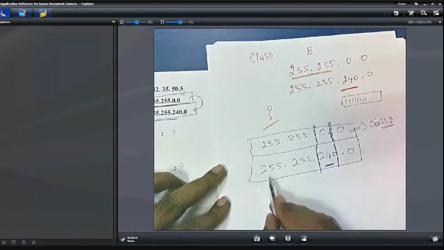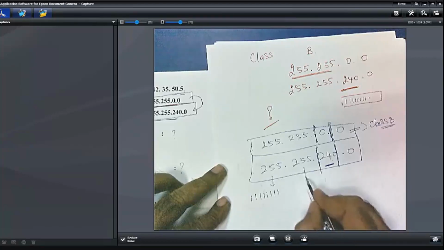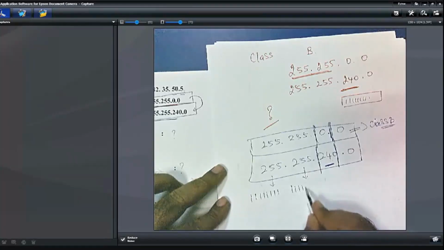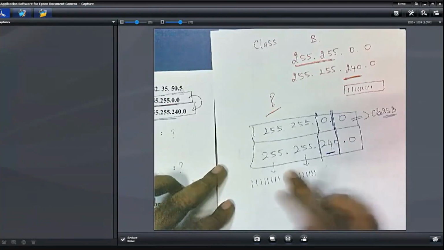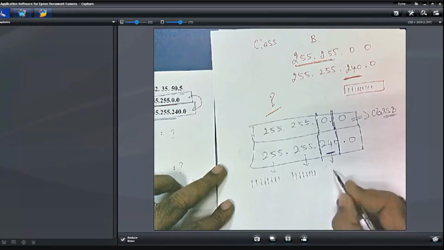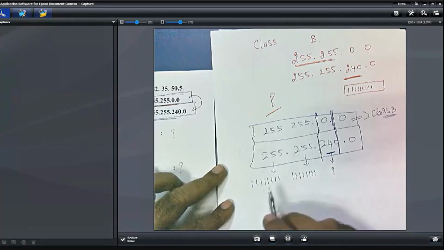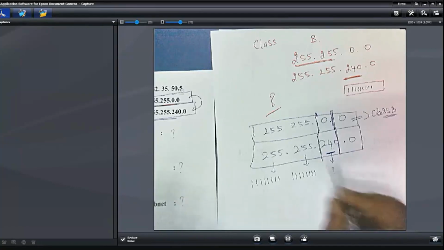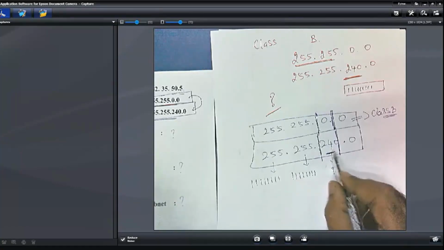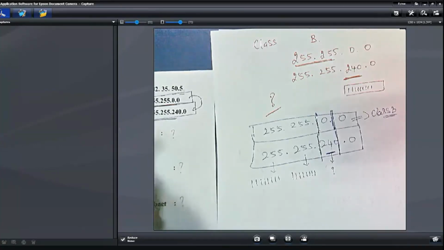See, this 255 means 1, 2, 3, 4, 5, 6, 7, 8. Then this 255 means 1, 2, 3, 4, 5, 6, 7, 8. All 8 bits. If you make them all one, it will become 255. Now, this 240 means what? To bring 240, how many bits? 4 bits. Think and tell. The total is 255. They make 240. How many bits will they make here? 4 bits.